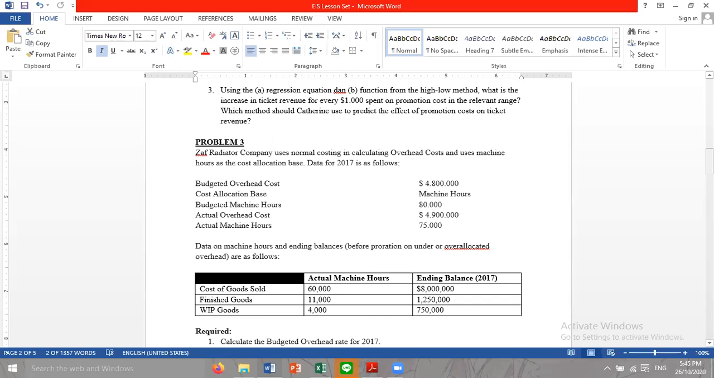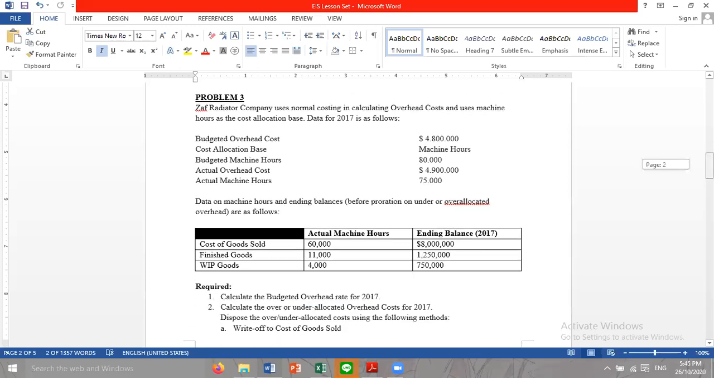Now the last method is write-off to cost of goods sold. This is practically the most simple method, where all the under or over allocated indirect costs we just allocate to cost of goods sold, compared to the previous method, proration, where we divide it between work in process, finished goods, and cost of goods sold. Okay, so let's jump into the problem to get a taste.